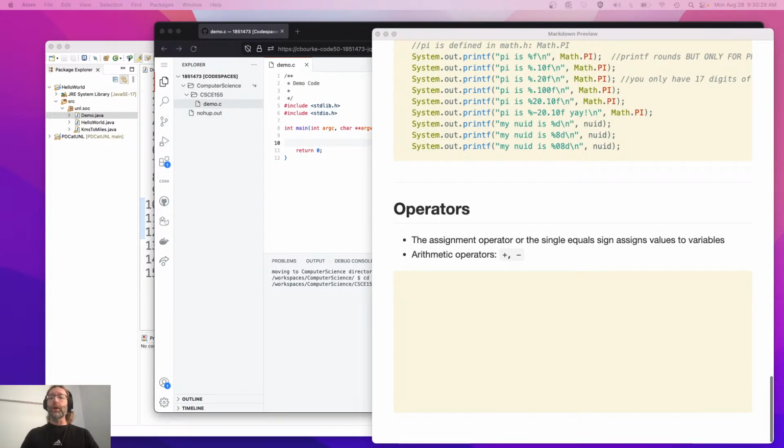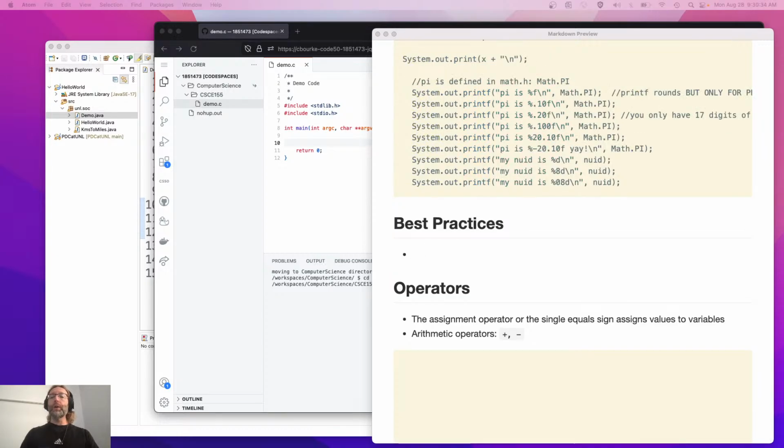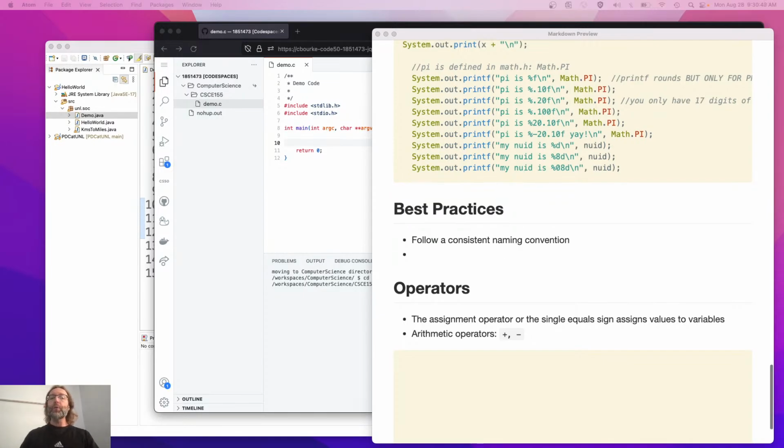Best practices on variables. Follow a consistent naming convention. Now, there are lots of different conventions that are possible. Some of the major ones are lower camel case, upper camel case, etc. For example, I'm going to suggest that you use lower camel casing for all variables. In Java, this is standard. In C, it's more modern.